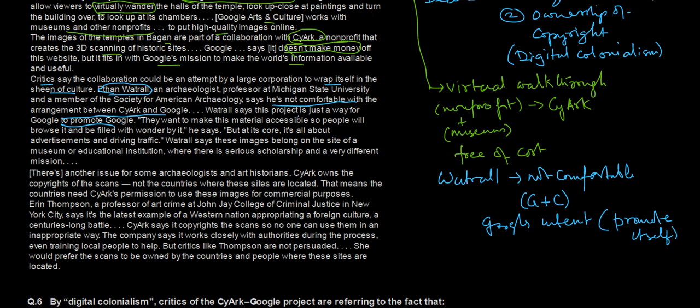They want to make this material accessible so people will browse it and be filled with wonder by it, he says. But at its core, it's all about advertisements and driving traffic. So basically, Google is trying to promote itself. Watrall says these images belong to a site of a museum or educational institution. So according to him, the images should be on the site of the museums.